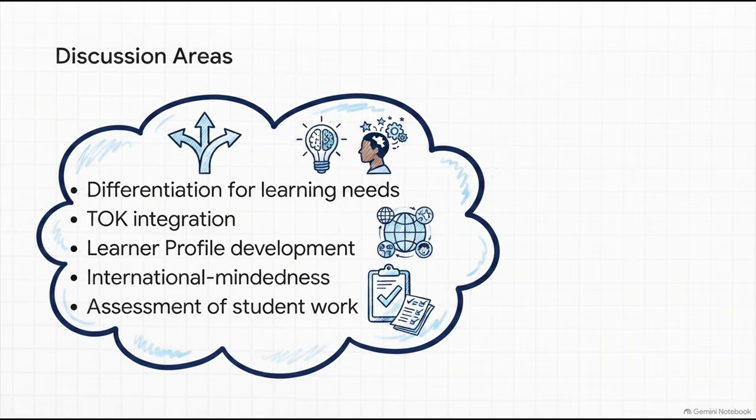During these sessions, you must discuss differentiation for varying learning needs. You have to explicitly plan for TOK integration, developing IB learner profile attributes, and fostering international mindedness. And crucially, all of this shared planning must be continuously informed by the ongoing assessment of student work. When you connect these specific discussion points back to our core rationale, it proves this isn't just about surviving an evaluation visit. This structured dialogue is your primary vehicle for maximizing student impact.